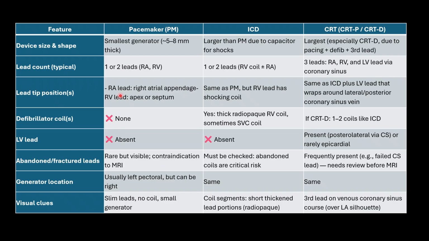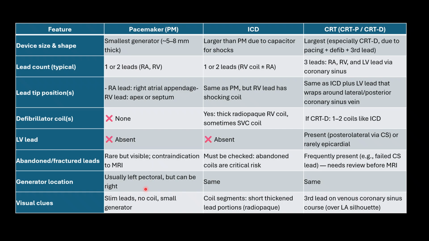The leads in the right atrium will be in the right atrial appendage, and the one in the right ventricle will be directed to the septum or the apex. There are no defibrillator coils, which are represented on the X-ray by white thickening in the leads, and there is no LV lead. We should also check the X-ray well to see if there are abandoned or fractured leads, and this is a contraindication for MRI.